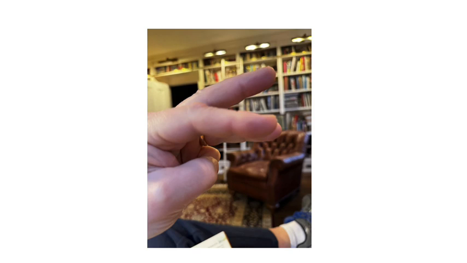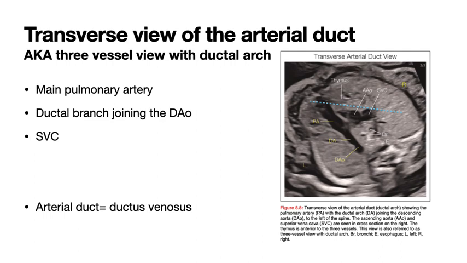Now, the next thing you can do is move up there, and that is referred to as the transverse view of the arterial duct. Now, suddenly, out of the blue, they're starting to use the term arterial duct because it's a cool way of saying ductus arteriosus. So, ductus arteriosus equals arterial duct. Also known as the three-vessel view with ductal arch. All right, so that's why there's always confusion. Some people submit this as their three-vessel view, and some people do the last one as the three-vessel view. Other ones call it the pulmonary bifurcation.